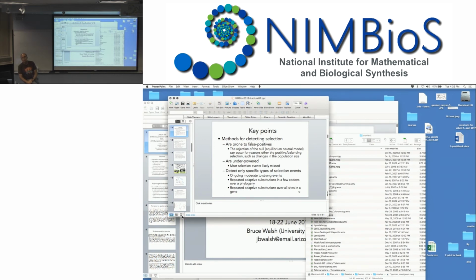People have this rule about arbitrarily throwing out singletons. Why? And we'll talk about some methods people have suggested to get around that idea that if you've got mildly deleterious alleles segregating, they'll contribute to polymorphisms at low frequencies, but they'll never contribute to substitutions, and that depresses the number of excess substitutions you see.